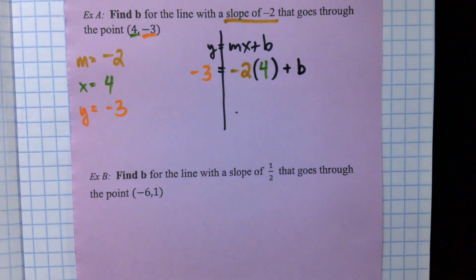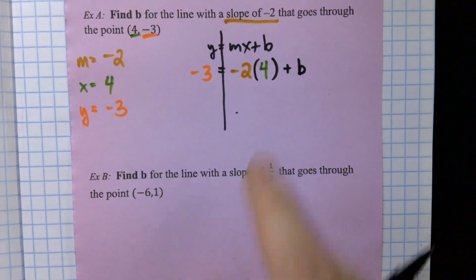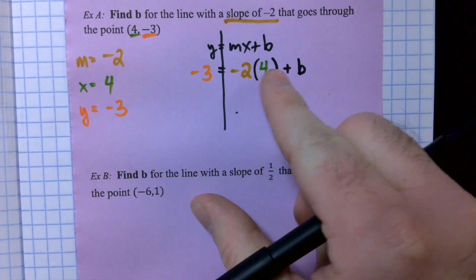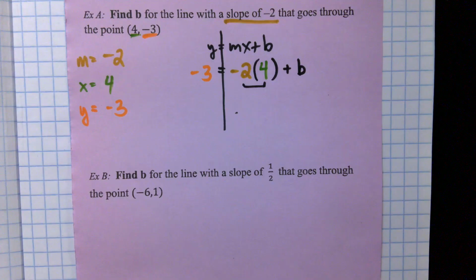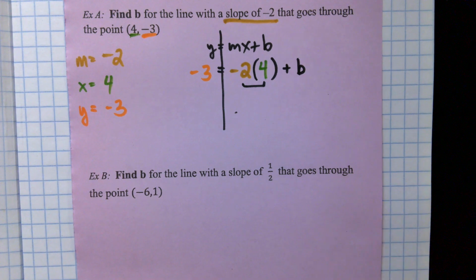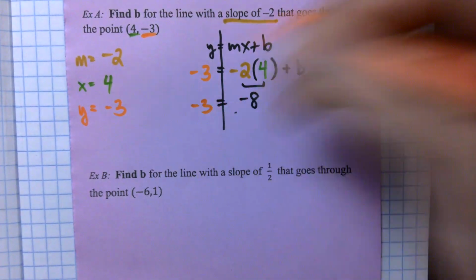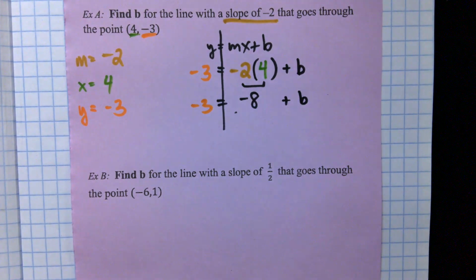What's the first thing I want to do here now? I want to get the B all by itself. Before I subtract, I got to clean a little bit of something up over here. What am I going to do with these two guys? I'm going to multiply them first. What is negative 2 times positive 4? Well, what's 2 times 4? 8. What's a negative times a positive? Negative. So negative 8. Bring down everything else, just like that.